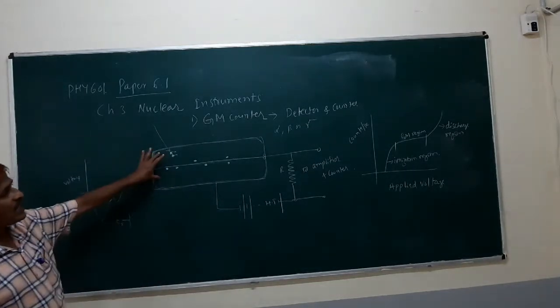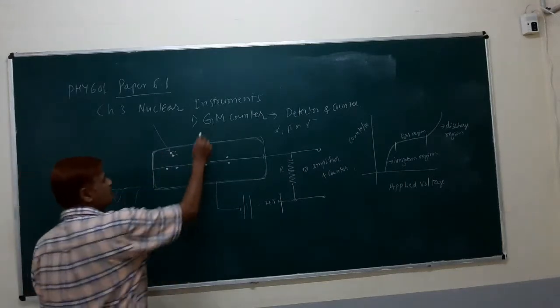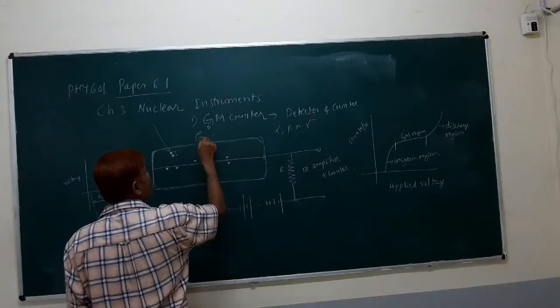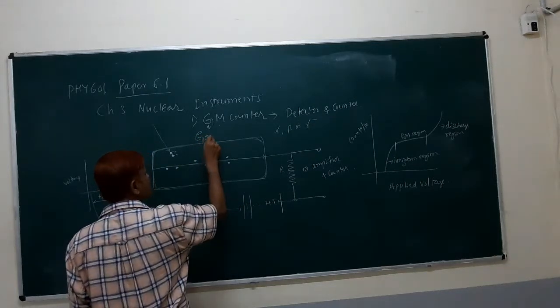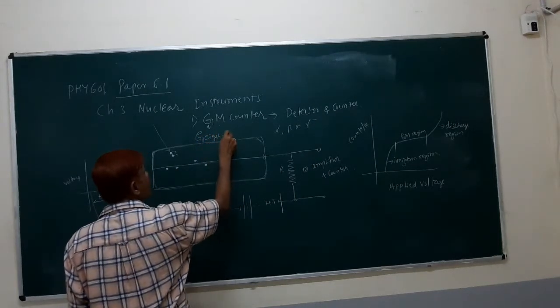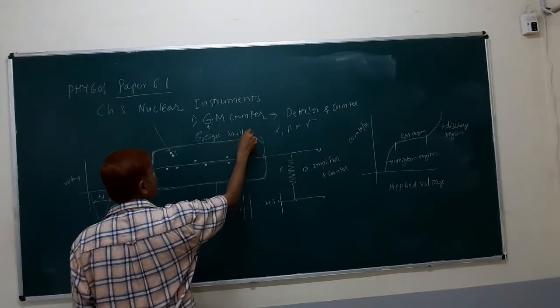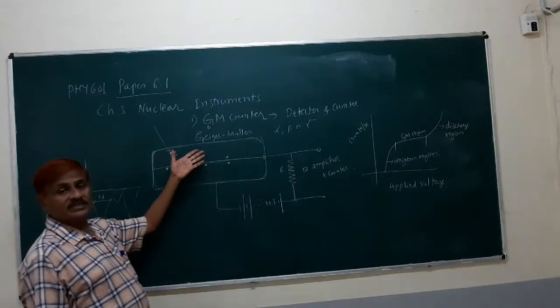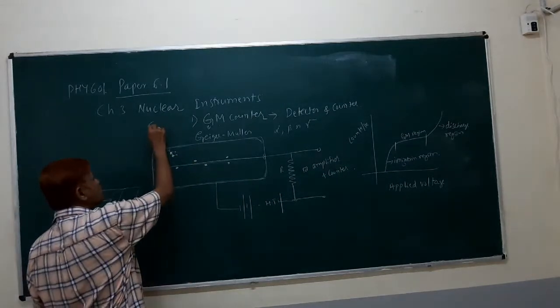Okay, this is a gas filled detector. GM counter, the long form of this is Geiger-Muller counter. It counts how many radiations are emitted from a radioactive source.